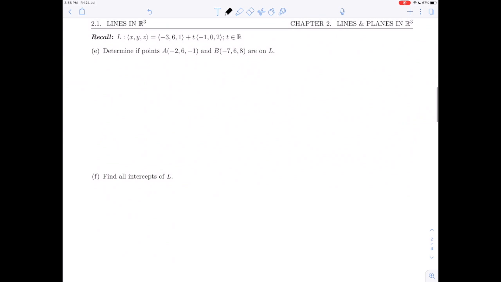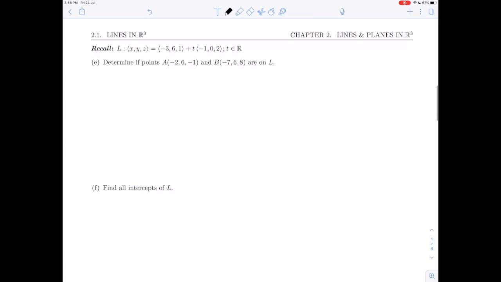So now we are given 2 more points. We're given points A and B, and we're asked to determine if they are on L. Well, the A and the B, these are the X, Y, and Z. So we're going to be checking whether they fit here in this equation. So it's easiest if we go and rewrite our equation for L in parametric form. So X is minus 3 minus t, Y is 6, and Z is 1 plus 2t. And then we plug in the X, Y, and Z for A and B.